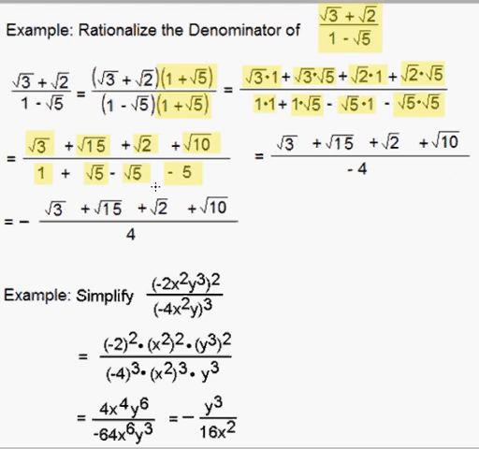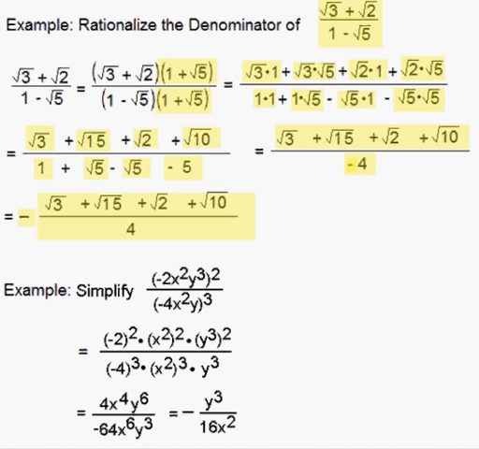We can simplify this a bit in the denominator. The two square roots of 5 cancel each other, and the 1 minus 5 turns into negative 4. In the numerator, there's really nothing we can simplify because these are all unlike radicals. We cannot combine them. What we can do, however, is take this minus sign from the denominator and apply it to the whole fraction and move it outside. So we get the negative of the square root of 3 plus square root of 15 plus square root of 2 plus square root of 10 all over 4.